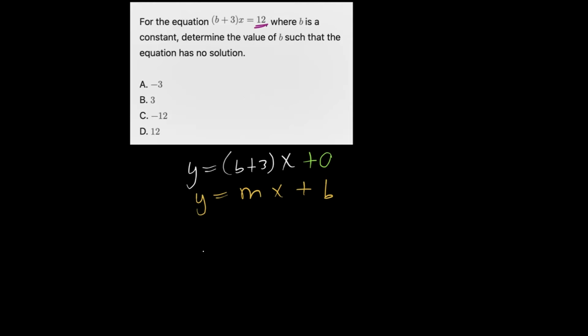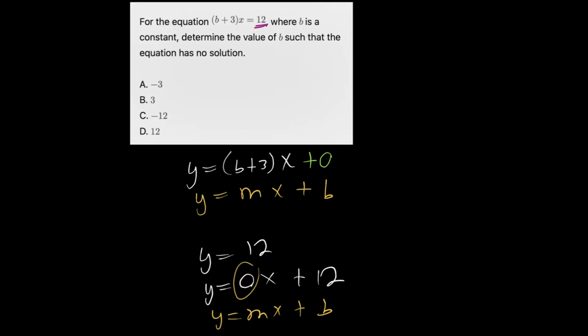Now let's take the right side, y equals 12. But if we want to force that into y equals mx plus b, we'll think of it as y equals 0x plus 12, because there is no x term. And that actually means in your y equals mx plus b format that the slope is 0 here and the y-intercept is 12. Here on the top equation, the slope is b plus 3, because whatever's in front of x, that's your slope. So we have no solution.